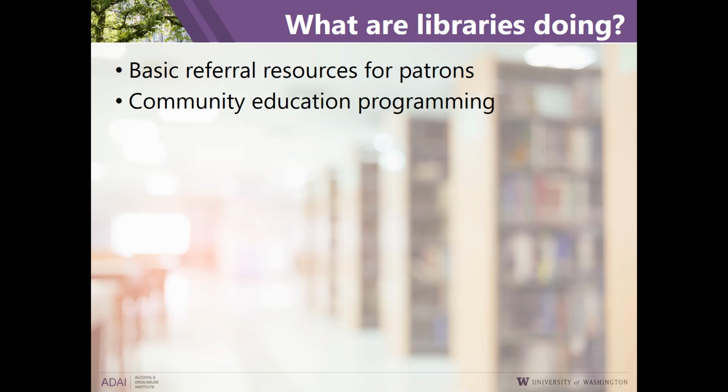Next up, libraries have been branching out from providing resources on demand to more proactively providing them by doing community education programs. I'll talk a little bit more about this on the next slides as well, but several libraries in Washington and elsewhere have been hosting programming about opioids, including panels of experts to talk about various aspects of the crisis, events for National Overdose Awareness Day, which is in August, and even hosting naloxone training for the public, which the library system in Everett, Washington has done.